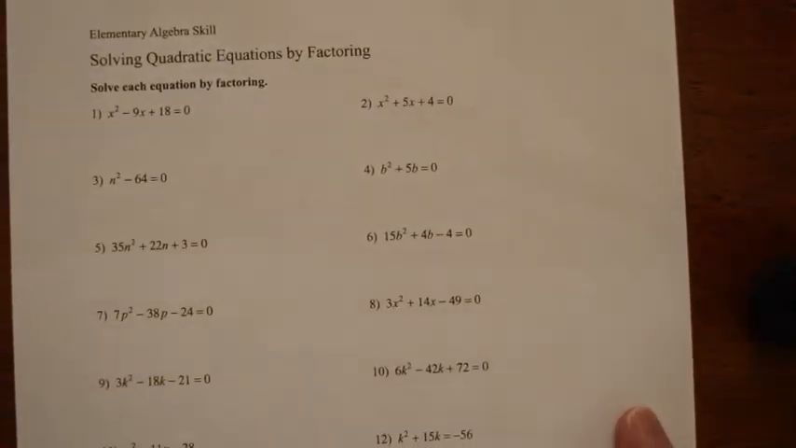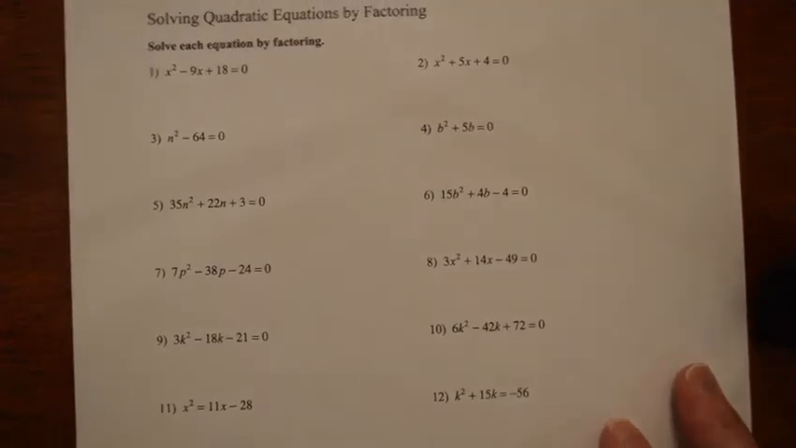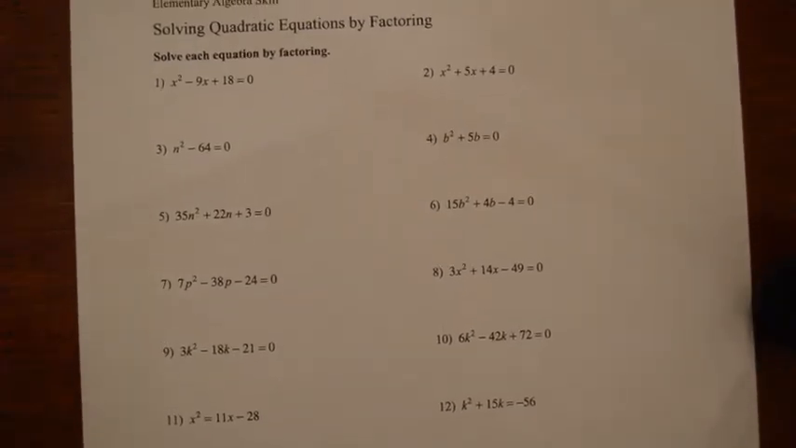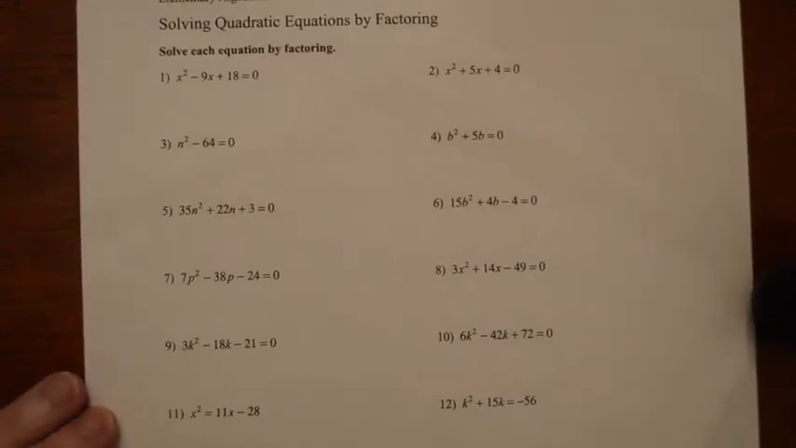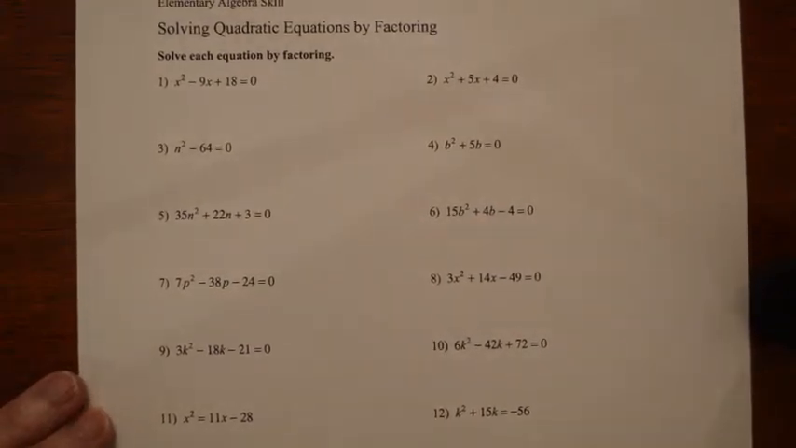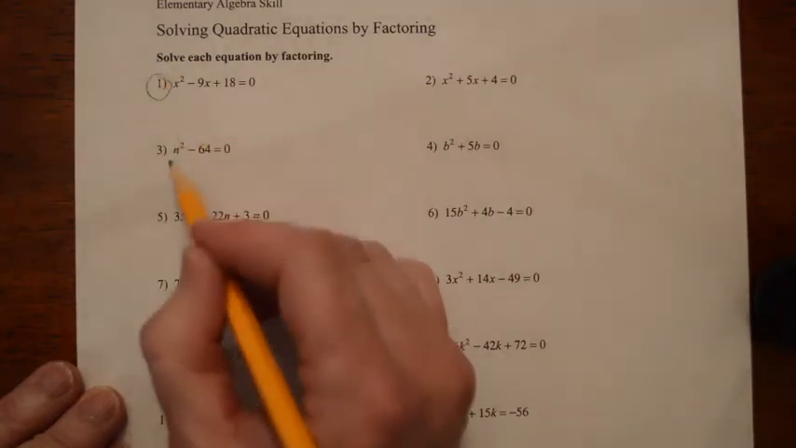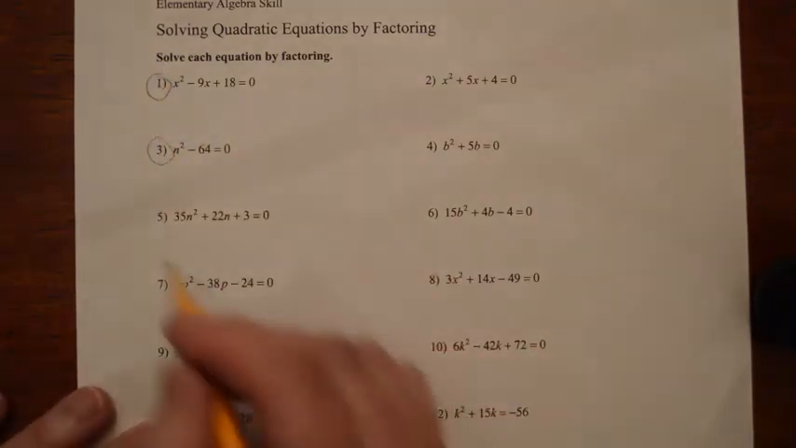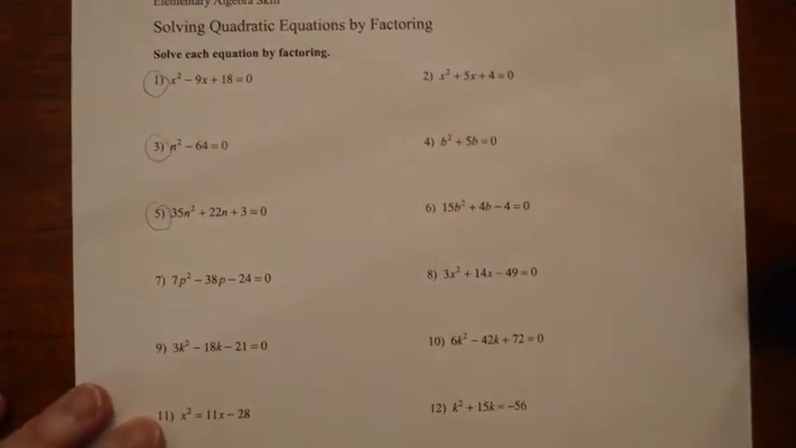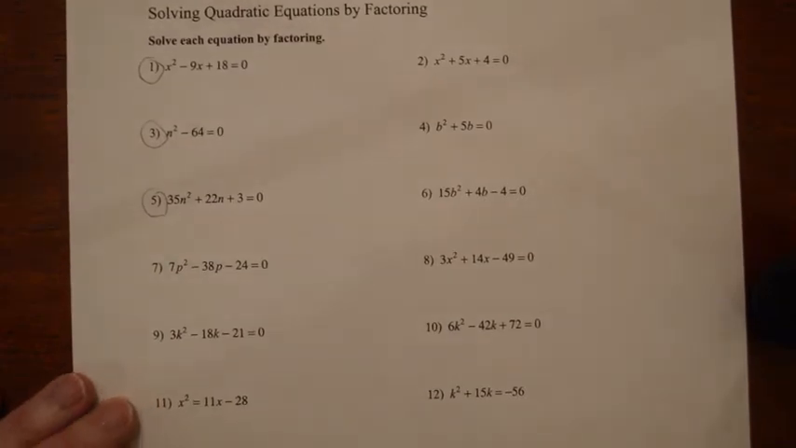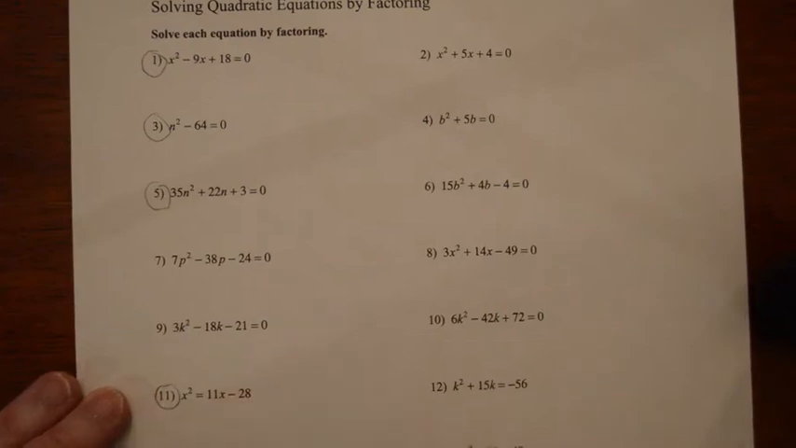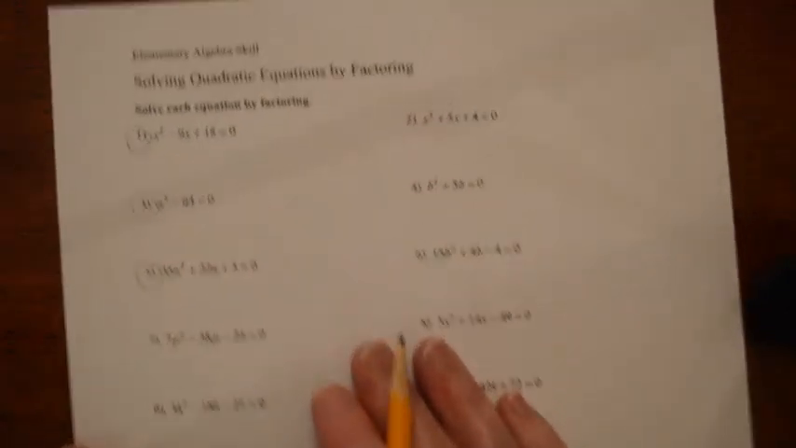And it looks like this. All right, solving quadratic equations by factoring. So let's just look at a couple of these. And I want to hit some of various levels of difficulty. All right, so let's take a look at numbers 1 and 3 and 5 for right now, and then we will skip down to ones like 11. So at least let's get started on these.